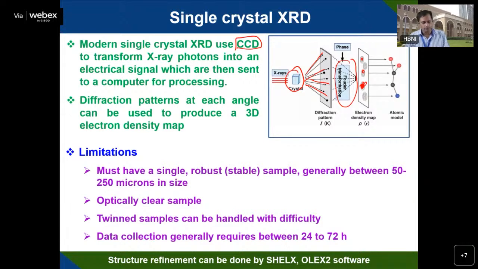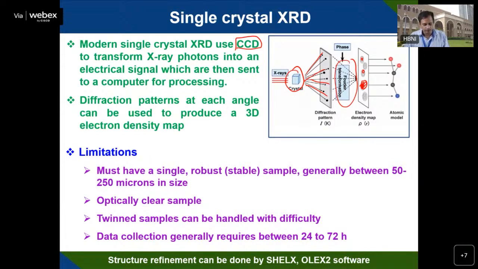You get different points, and that pattern at each angle can be used to produce a 3D electron diffraction pattern. Then, by putting a higher Z atom at high density in the image, you'll get an atomic model. Mostly, though, it has some limitations.